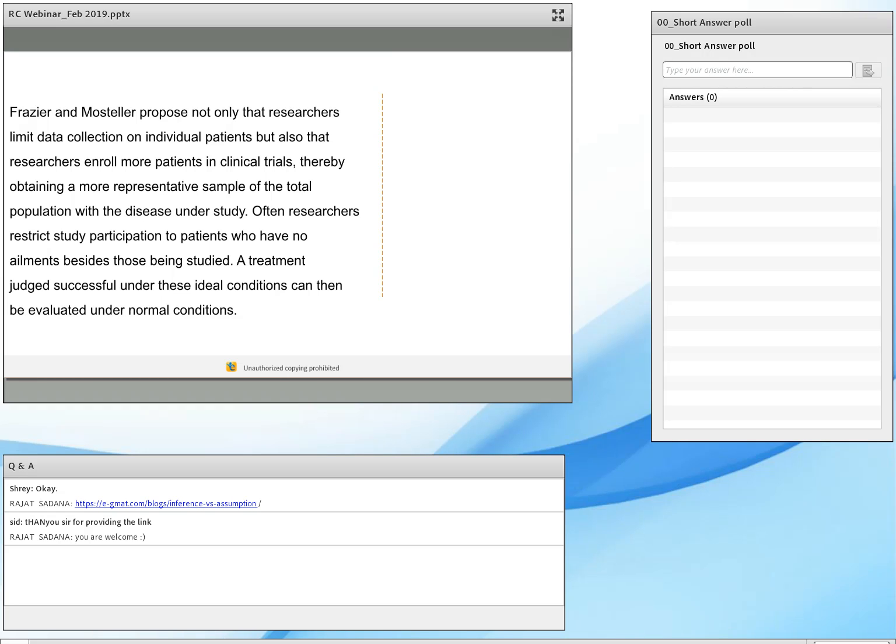Then let's go into the next part. It says F&M propose not only that researchers limit data collection on individual patients, but also that researchers enroll more patients in clinical trials. So they propose something else, all right? So for F&M, not only do they collect less data, but they also increase the size of the trial, all right? Thereby, what is the importance of the word thereby?